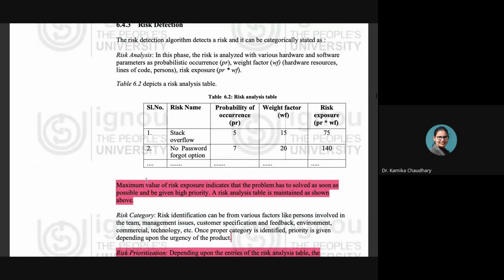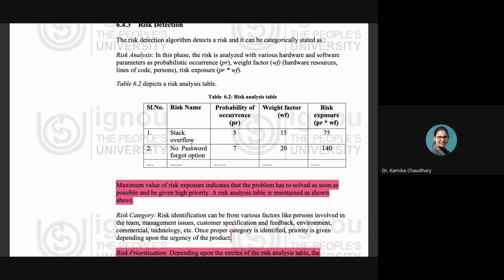So the maximum value of the risk exposure indicates that the problem has to be solved as soon as possible. As we can see, 140 is the maximum value. So this problem needs to be solved as soon as possible because it is a high risk. A risk analysis table is maintained as shown above. This is how we maintain the risk analysis table.